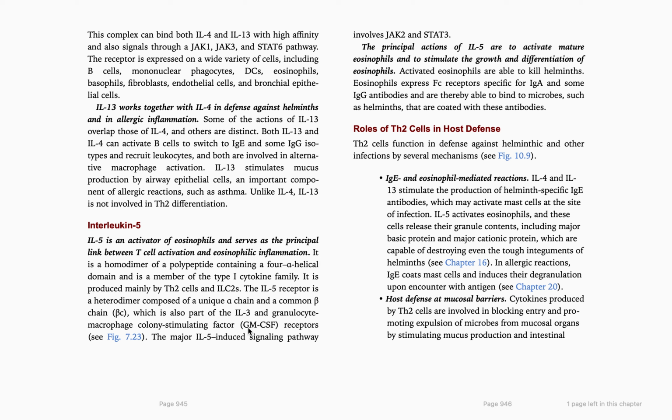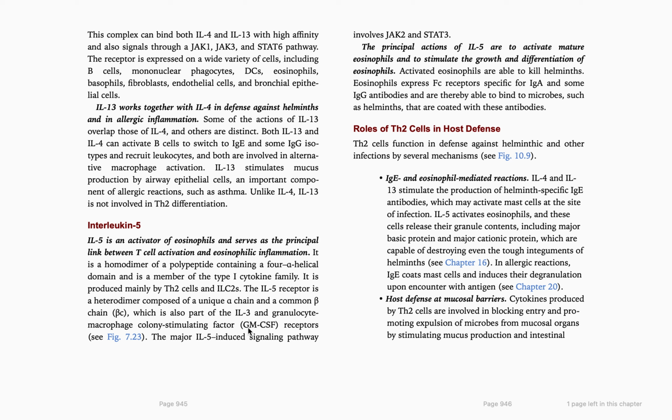The interleukin 5 receptor is a heterodimer composed of a unique chain and a common beta chain, which is also part of the interleukin 3 and granulocyte-macrophage colony stimulating factor receptors. The major interleukin 5 induced signaling pathway involves JAK2 and STAT3. The principal actions of interleukin 5 are to activate mature eosinophils and stimulate the growth and differentiation of eosinophils.